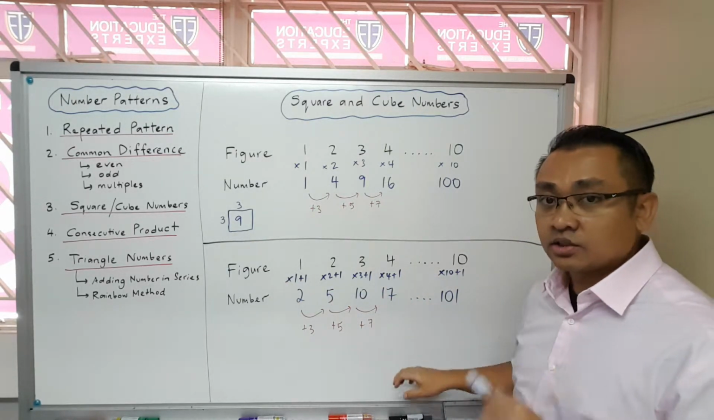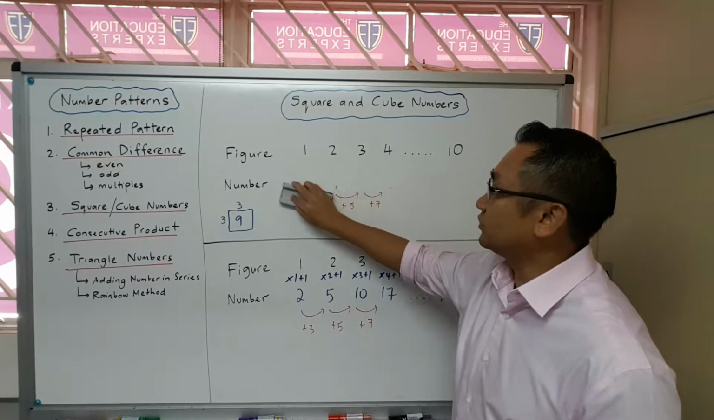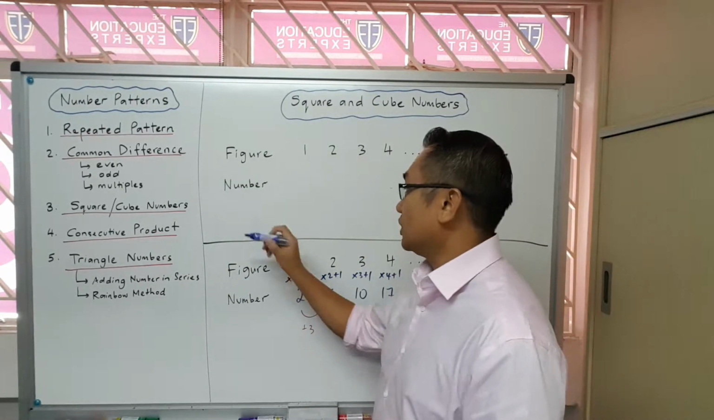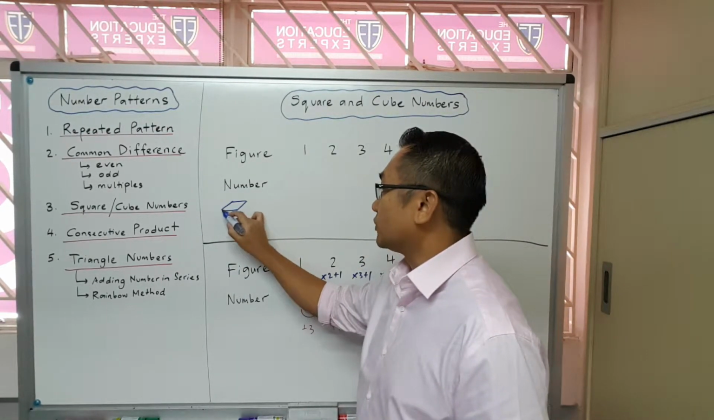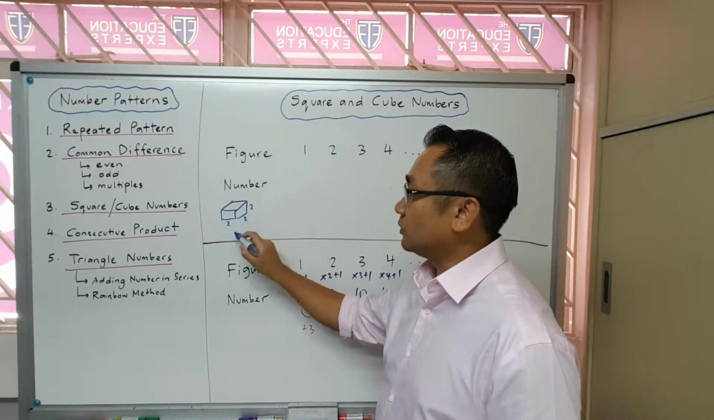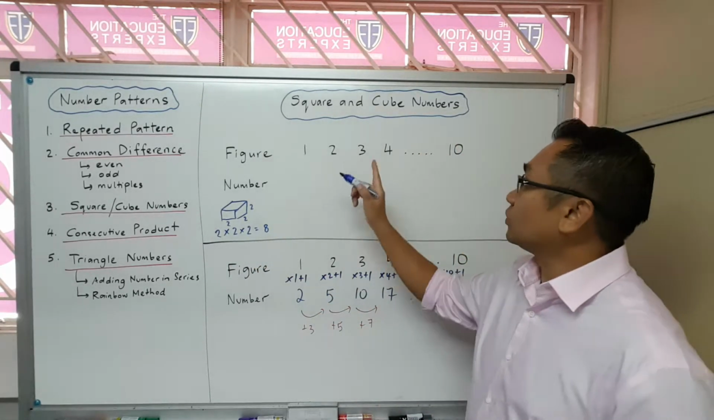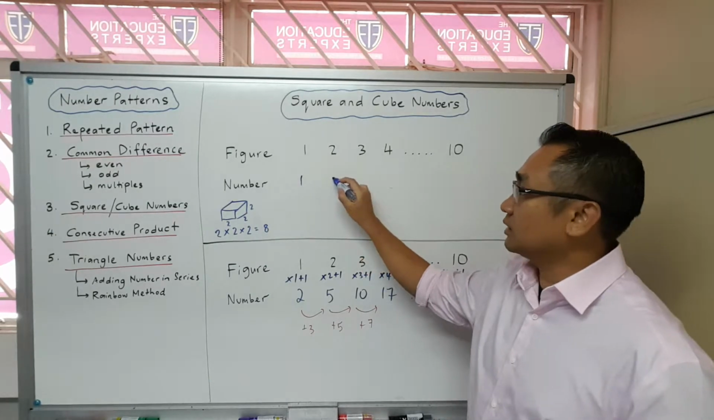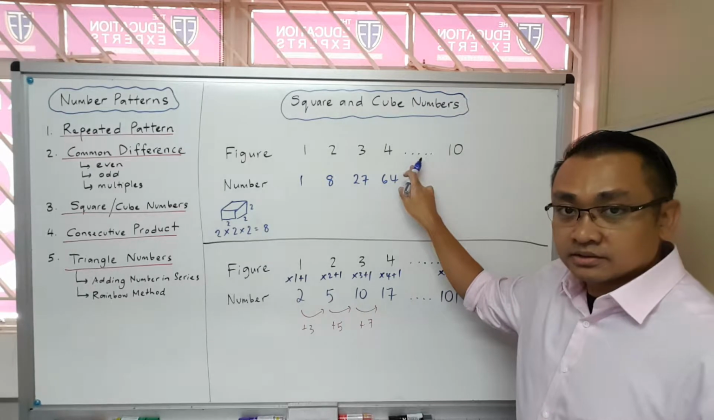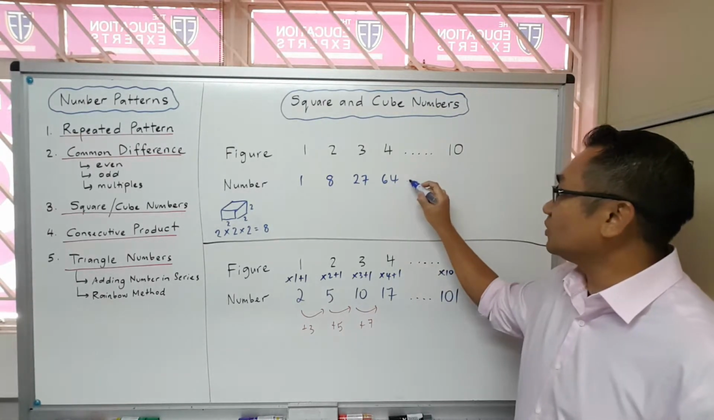Now let's look at the cube pattern. From the word cube, that means it's a three-dimensional figure with the length, breadth and height the same. For example, if you have a cube of side 2 centimeters, what is the volume of the cube? It will be 2 times 2 times 2, which is 8. So if it's a cube pattern, you will get 1, 8, 27, 64. What's the next number? 125. So you should be familiar with the cube pattern.